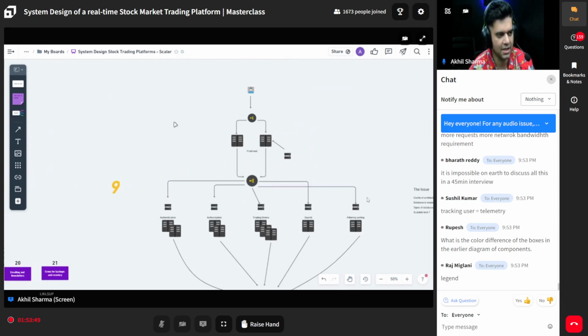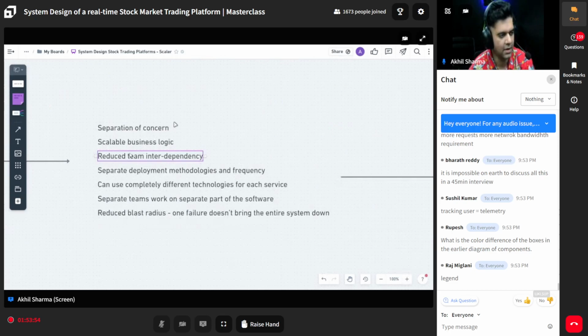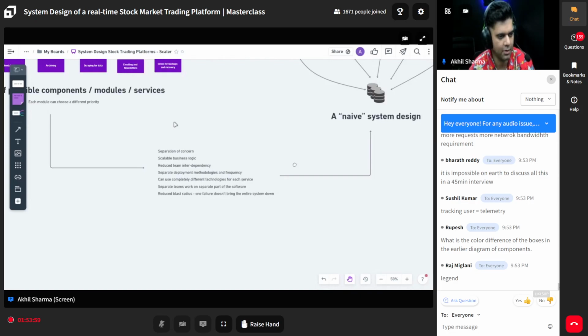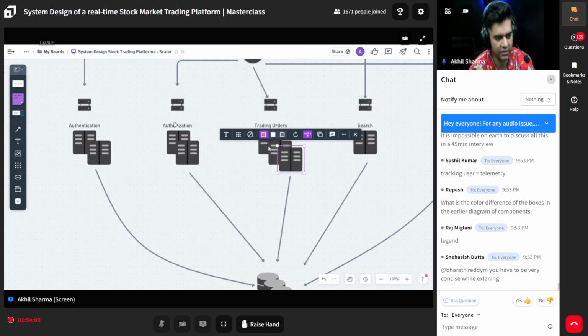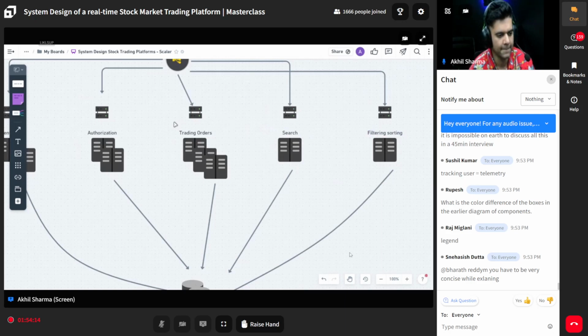This is the kind of system that you'll create, where you have reduced team interdependency, and separate deployment methodologies and frequency. Why? Because you have created separate services. Authentication is a separate service. It has multiple servers, horizontally scaled. Authorization service, trading orders as well. I've shown more servers here because more servers are required for my trading order service. Search service is separate, filtering and sorting. So I've shown separation of concern here. All of those servers are different. Earlier, we didn't have that.